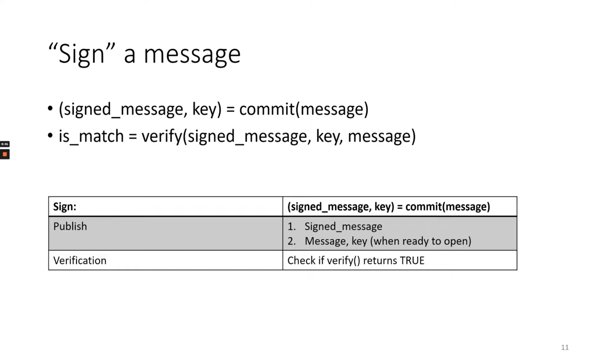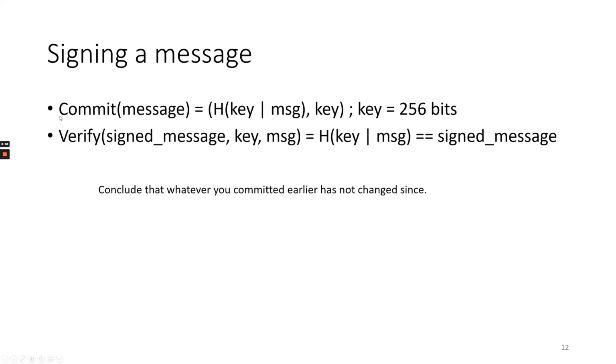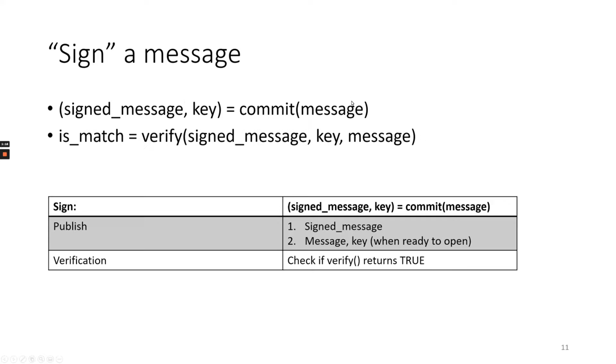To do this, we're going to take the help of a function called commit. This function commit is going to take the message that we want to send, and it's going to concatenate that message next to a randomly generated value called a key. So if we look at this slide, the commit message function is going to return the hash of the concatenation of the randomly generated key and the message that we originally wanted to send. And after this, we're going to return this hash along with the randomly generated key that we have.